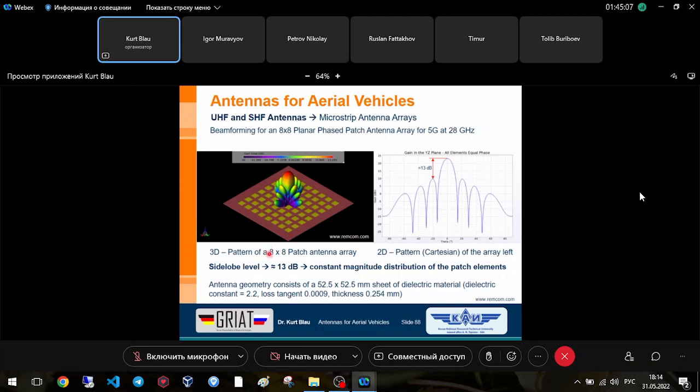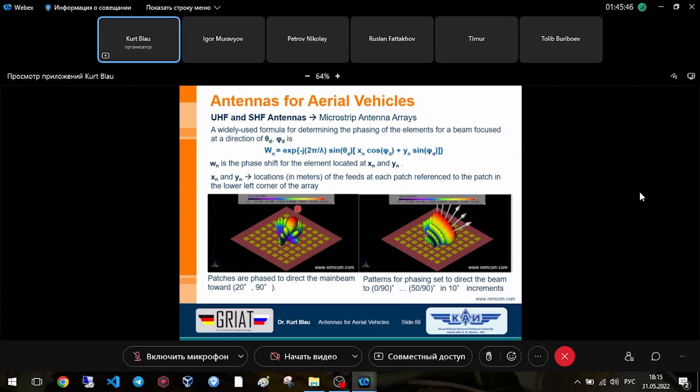8 by 8 means 64, which is 2 exponent 6. 2 exponent 6 means 3 dB multiplied by 6, that's 18, plus the gain of the single element, 6, about 24. The gain should be about 24, 25 dBi. Maybe we can see it later.